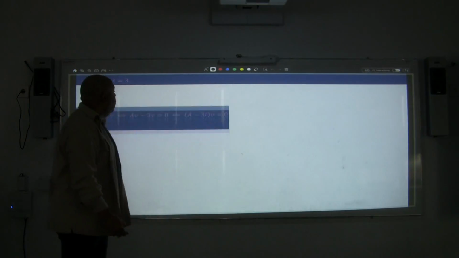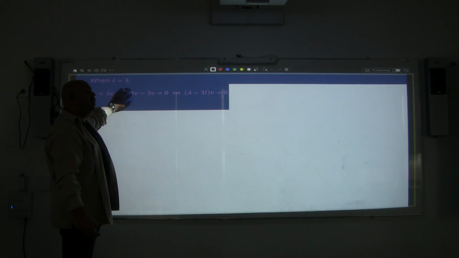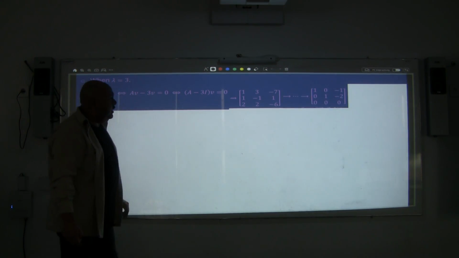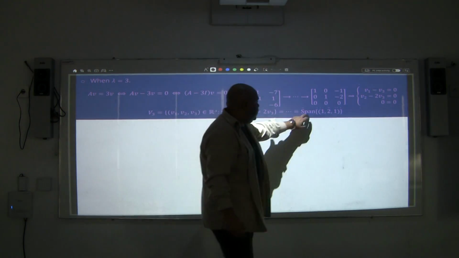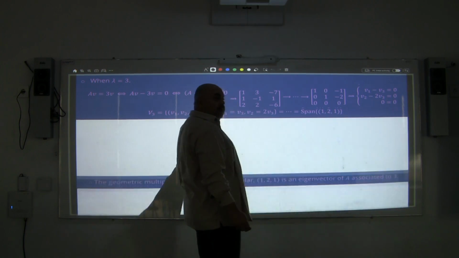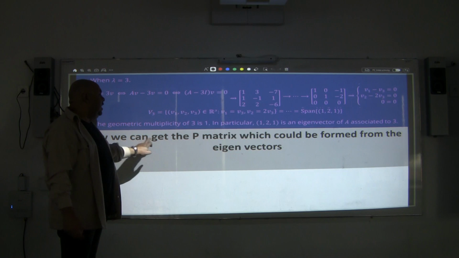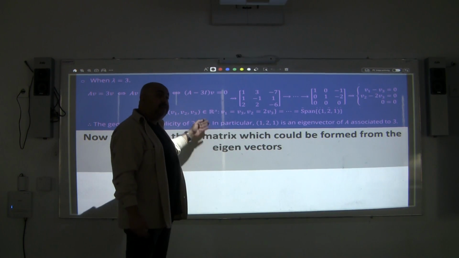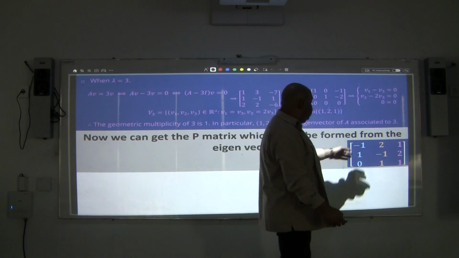In a similar manner, I will go for the third value of lambda and get the corresponding eigenvector span, and we end up, as we have here, with 1, 2, and 1. Also the geometric multiplicity is equal to the algebraic multiplicity, so it is diagonalizable. Now we can get the B matrix, which can be formed from the eigenvectors. I will take the first vector, second, and third, this one being the first eigenvector.